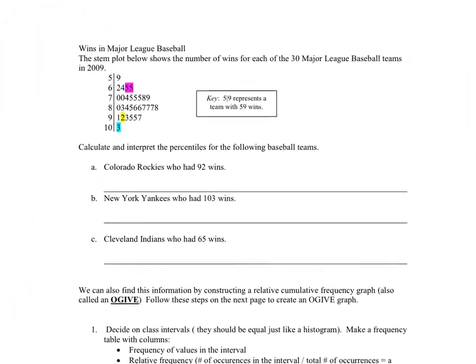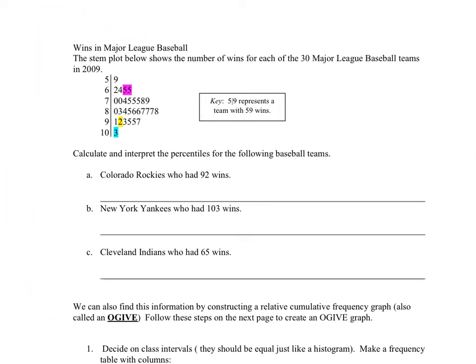All right, let's look at maybe one more problem here. This is Major League Baseball wins, and the stemplot below shows the number of wins for each of the 30 Major League Baseball teams in 2009.